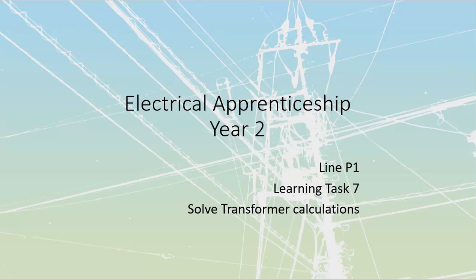All right, line P1, we're in learning test 7b. We're going to do all of our parallel transformer calculations. We've already done transformer calculations, how to use our VA to establish our values of volts and current. But now we're going to move on into doing a couple of parallel sets.